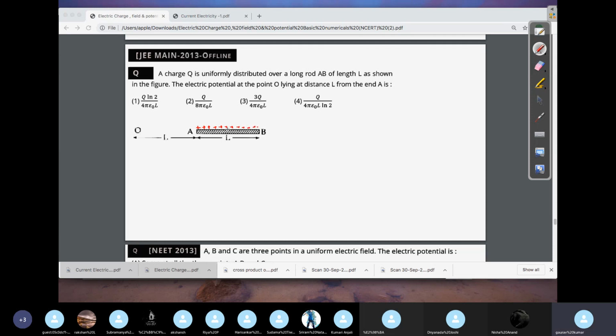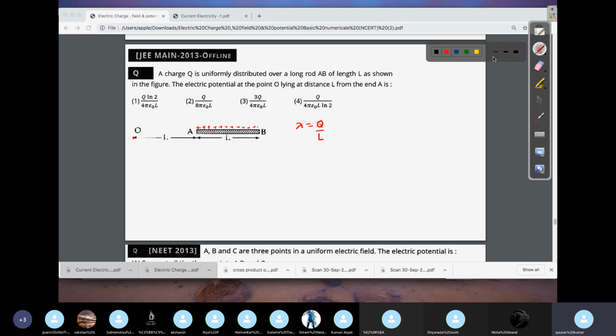And for this rod, the question is asking: what is the potential at O? What you can do here is calculate the potential due to all the charges. We don't know it directly for a rod. First of all, the charge is spread over a length, so lambda, which you can write as total charge by total length. Lambda is the charge per unit length.